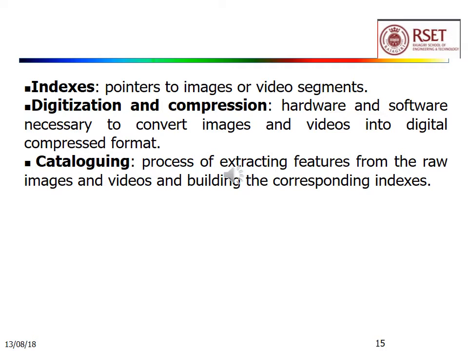And cataloging means the process of extracting the features. The features can be color, texture, shape, and so on. We'll discuss in module 2 the different methods commonly used for extracting color, texture and shape, and details about distance measures will also be discussed in module 2.